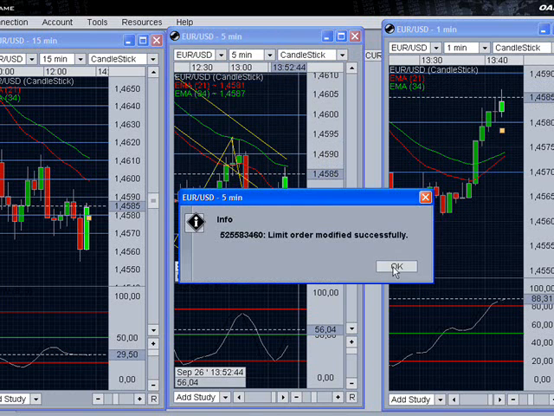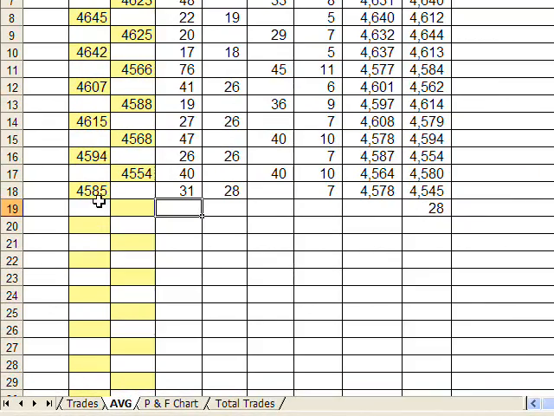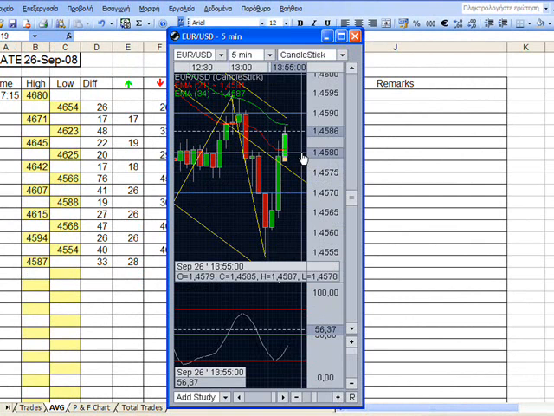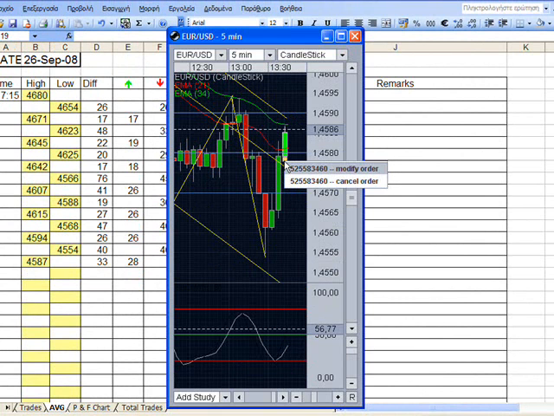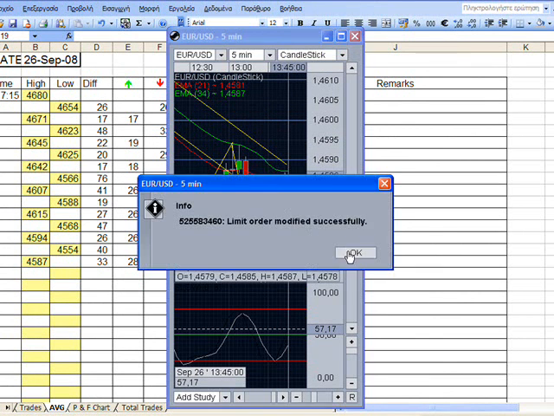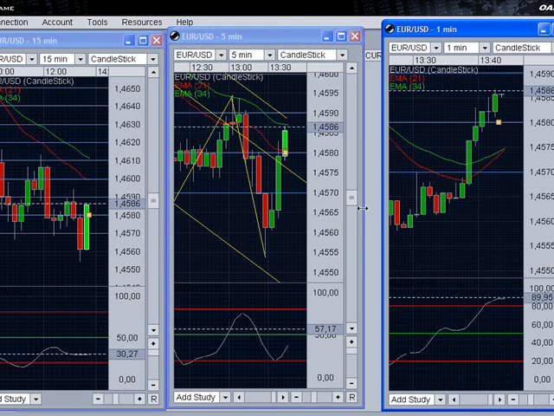Okay, let's see at what level I have to put it. 45.87 is now the top. It keeps on moving. So it should enter at 45.80. So my entry point should be there. Okay, let's change it again. Modify order, 45.80. Okay, then I wait for the price to come to me.